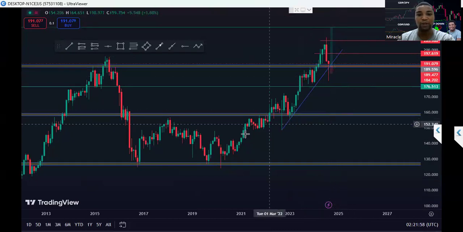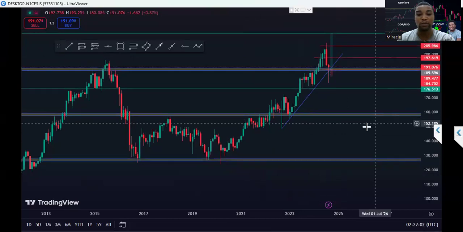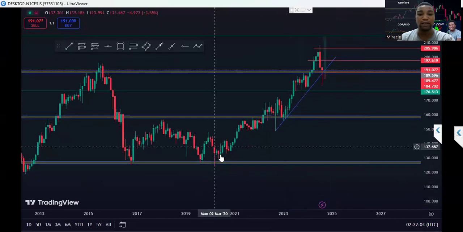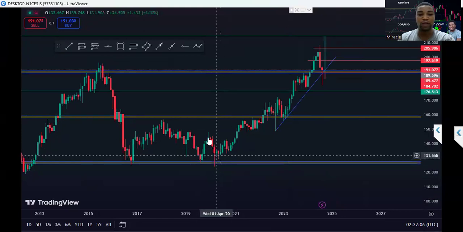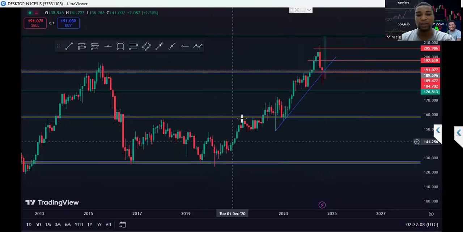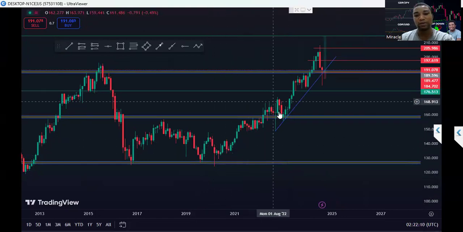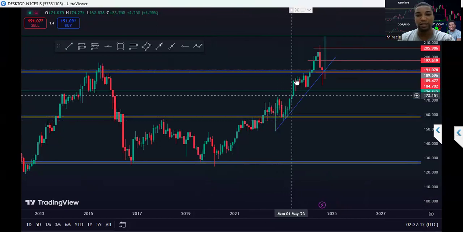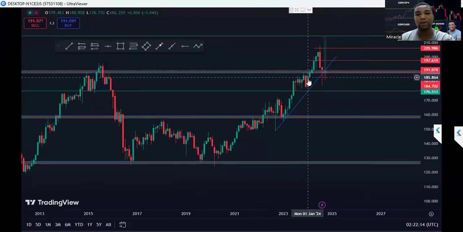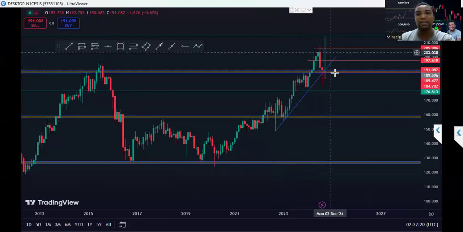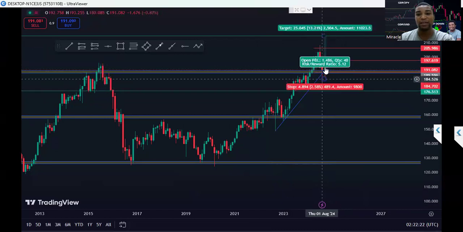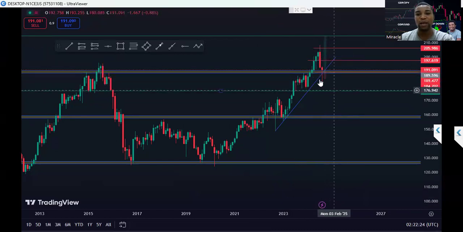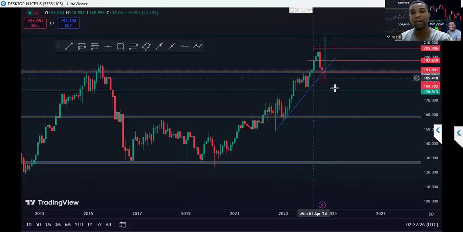Although I'm still looking at the overall market, which leads me to the third point I'm looking at: the structure of the market. You can see this is a low, this is a higher low, and this is a lower low. This is a higher low, this is a higher high, and this is also a higher low. And this is a higher high, and this is also a higher low. I will assume this level as a higher low.